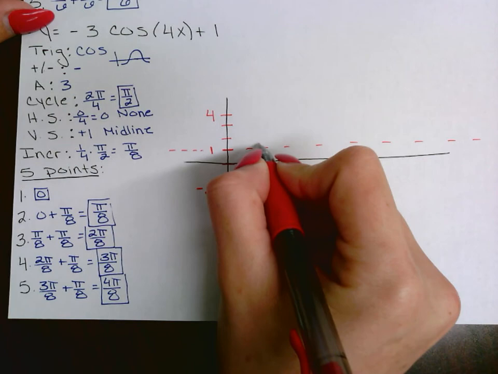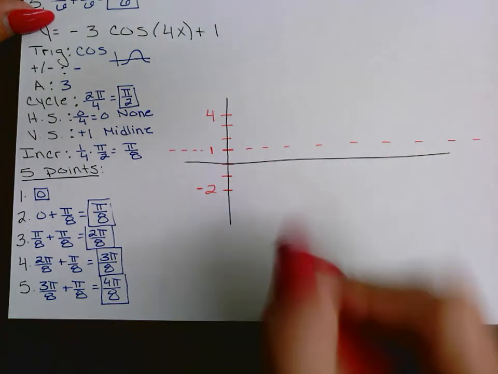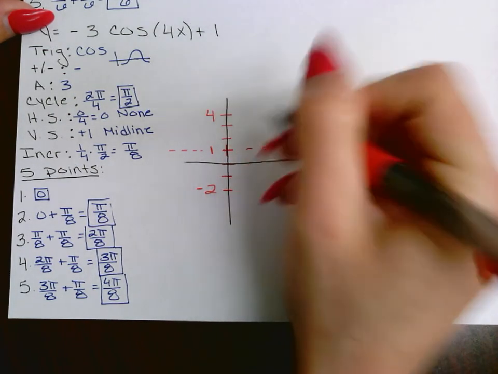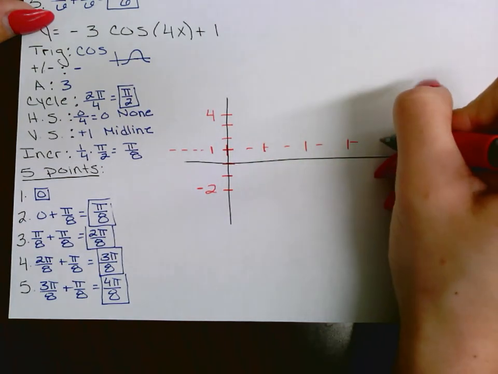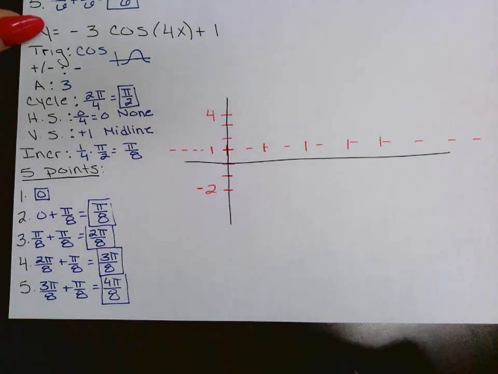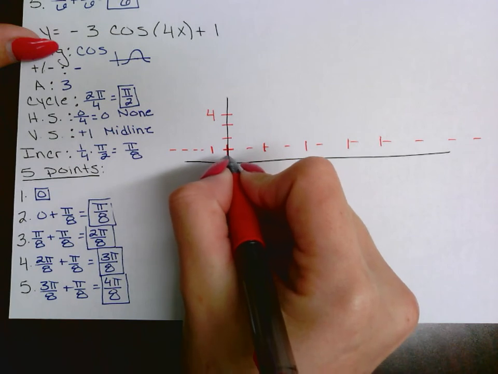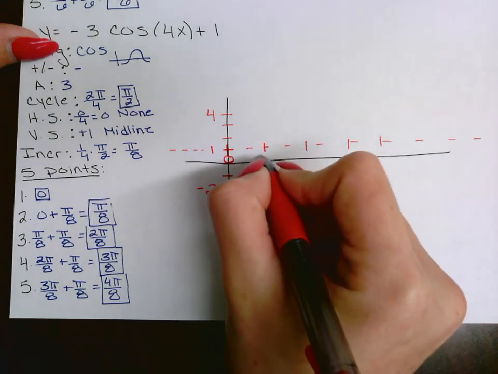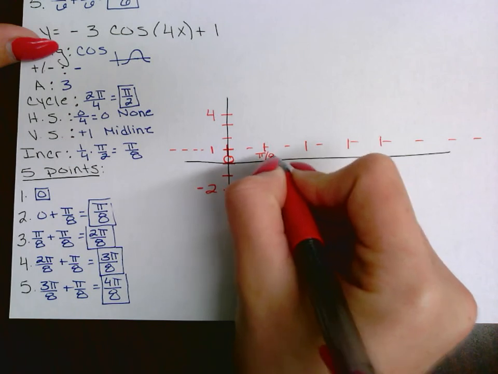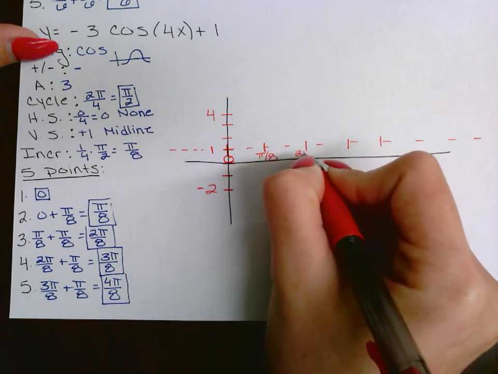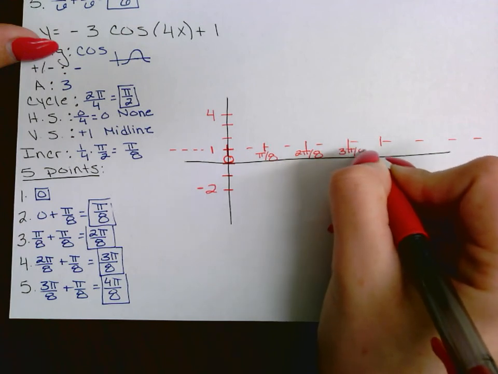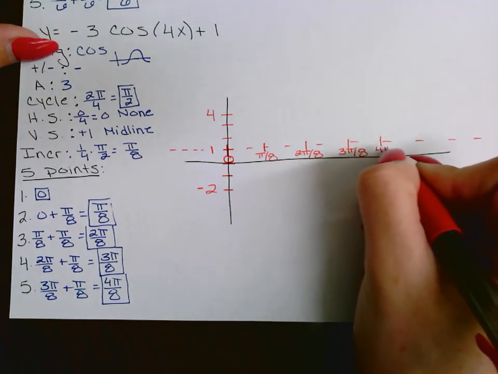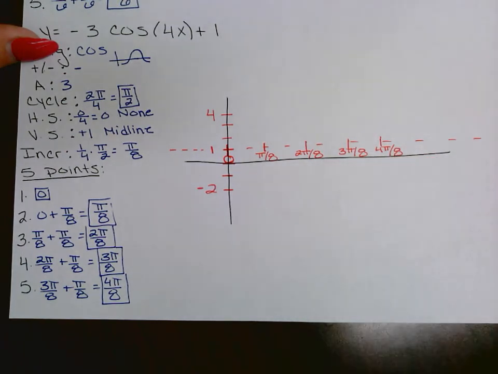Next, I'm going to place my 5 points. Feel free to place your 5 points on the midline, okay? But that doesn't matter, right? As long as when you draw it in the right place, that's fine. So the first is at 0. Then pi over 8. Then 2 pi over 8. 3 pi over 8. And 4 pi over 8. Okay?